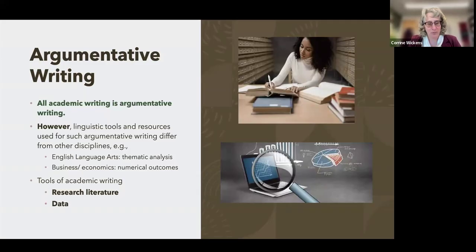You're not writing a book report. Scholarly academic writing uses the research literature to situate an argument, and empirical data and findings, or theoretical considerations to support and defend your argument.